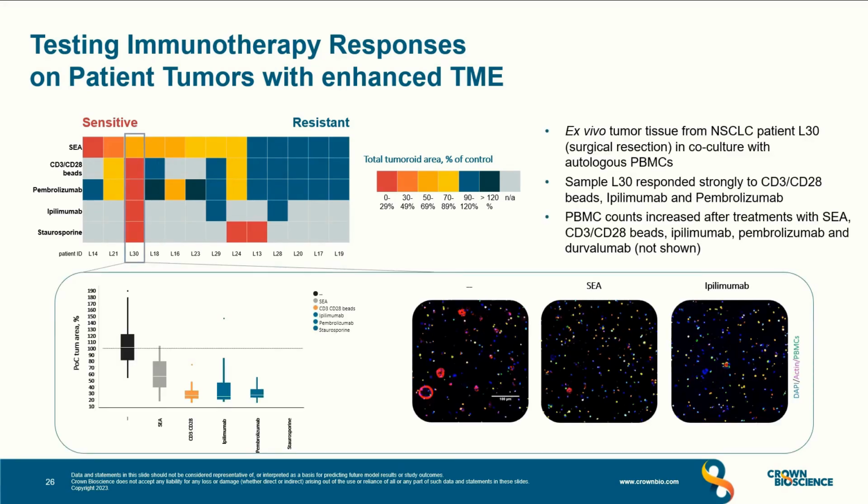One of the examples is showing almost complete tumor killing upon treatment with the immunostimulatory controls such as SEA and CD3/CD28 beads and immune checkpoint inhibitors ipilimumab and pembrolizumab. On the images you can appreciate here almost complete disappearance of the tumor clusters and increase in numbers in the PBMC counts.